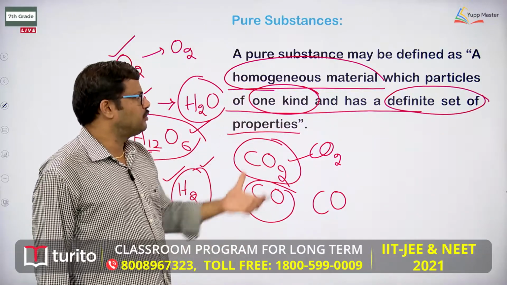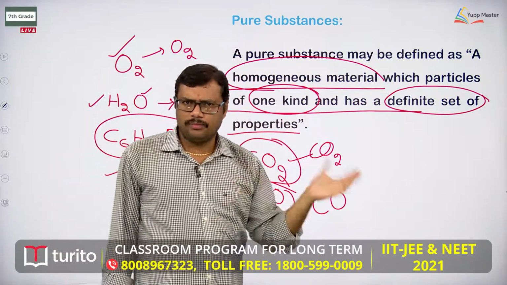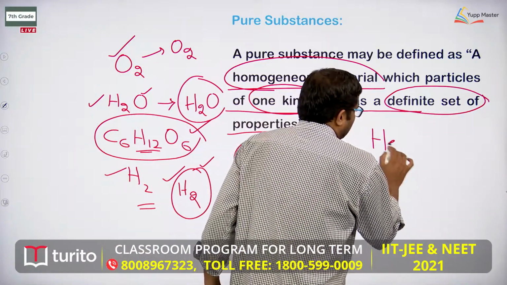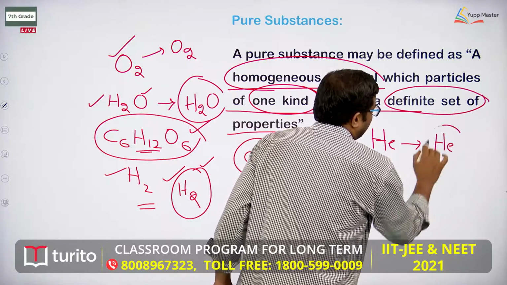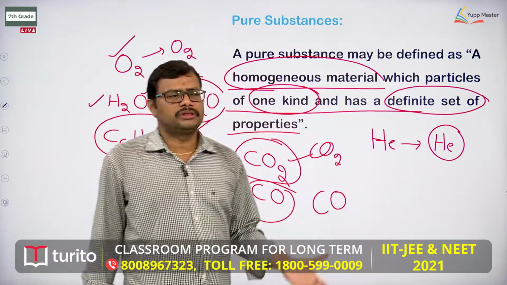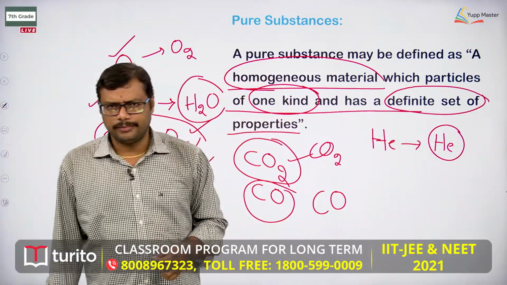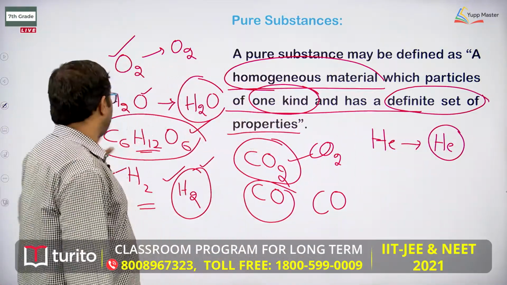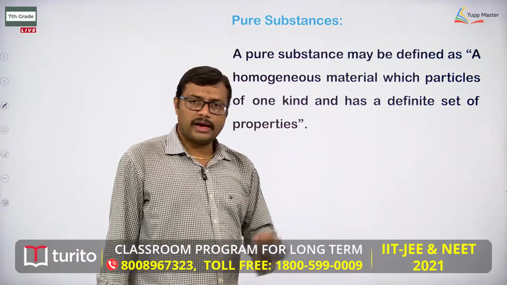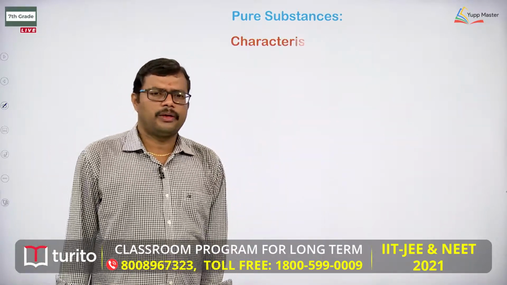So, a chemical substance which is homogeneous in nature and which has particles of only one kind. Particles means here the molecules, or even, for example, if you are taking helium gas, in that case it is atom, okay. Pure helium gas, if I am taking, helium is pure in this case means it has only helium atoms. Particles means generally it can be with respect to the molecules or with respect to the atoms, okay. So, a homogeneous material which has particles of one kind and exhibiting a definite set of properties is said to be a pure substance, okay, right.